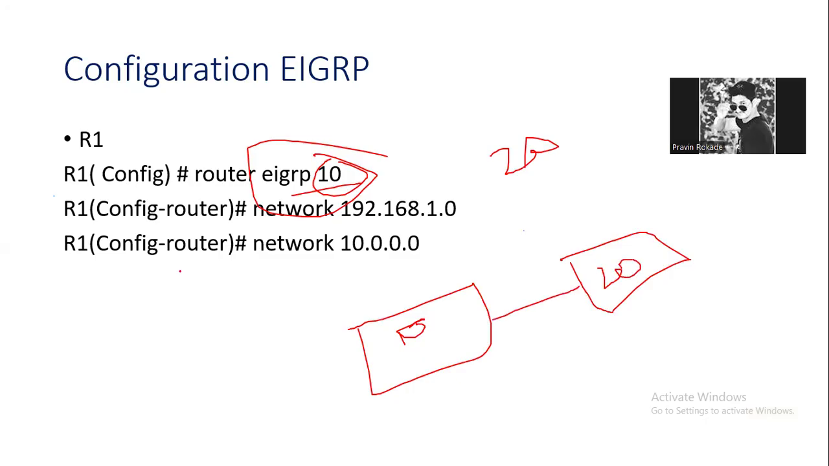You need to use only one command, that is router eigrp 10 and redistribute router eigrp. If you are using that command, they will exchange their routing information within an AS number as well as between different AS numbers. So that is what will happen if you are using different AS numbers.